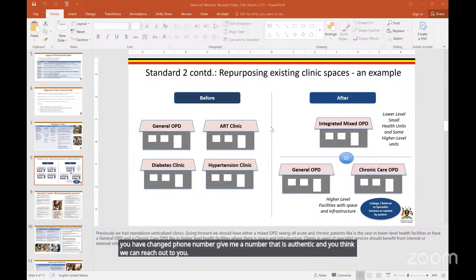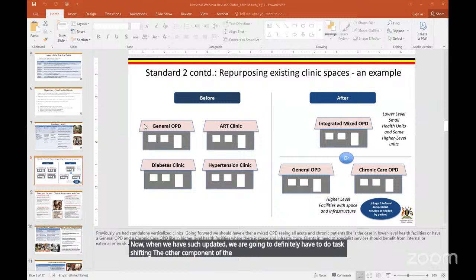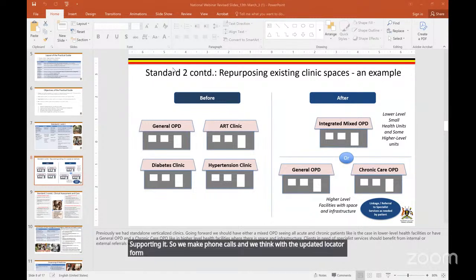When we have such updated information, we are definitely going to have to do task shifting. The community health workers might not be there, but as we task shift, we can assign a counselor who is now going to be responsible for making these phone calls. We have phone calls in the clinic that the hospital has allowed to continue supporting. So we make phone calls, and we think with the updated locator form, we should be in a position to reach many, in one or two attempts, as we look for any opportunity to do the physical follow-up as the need will arise.